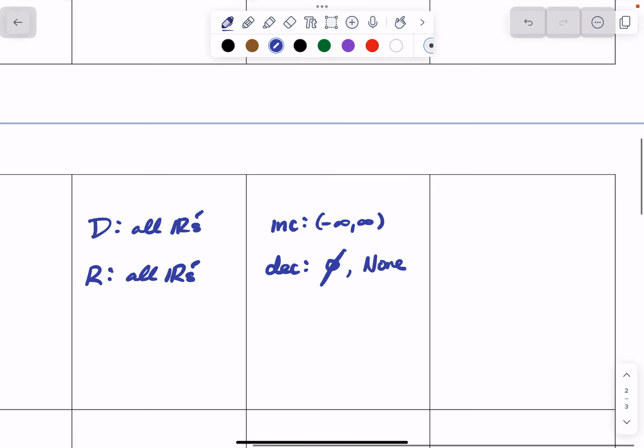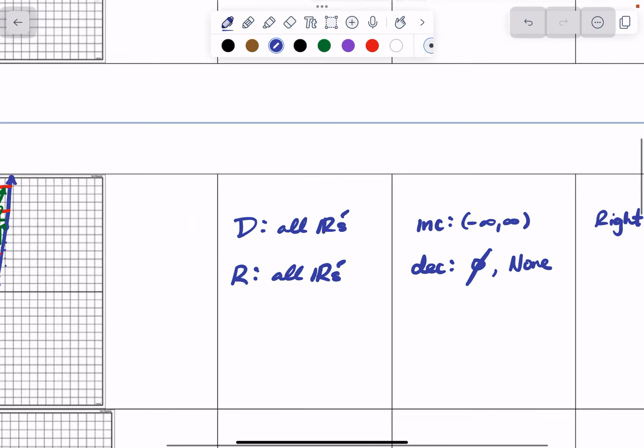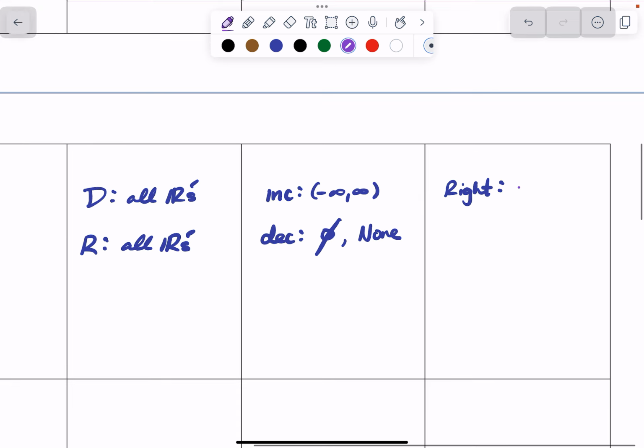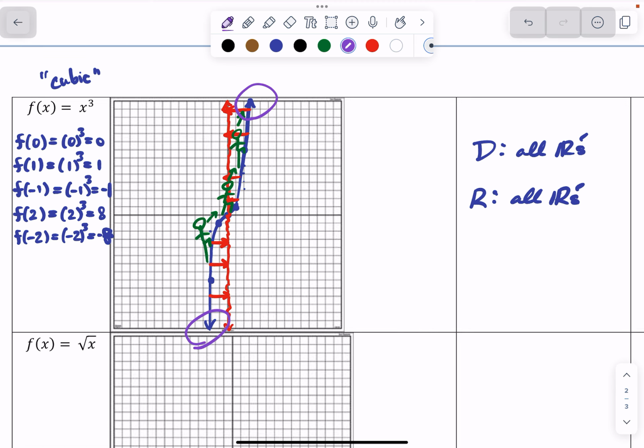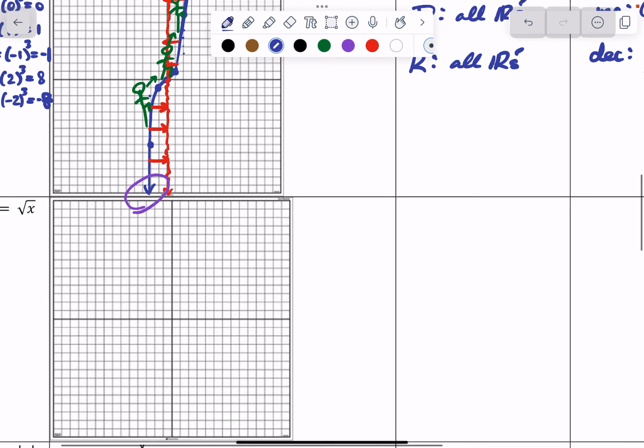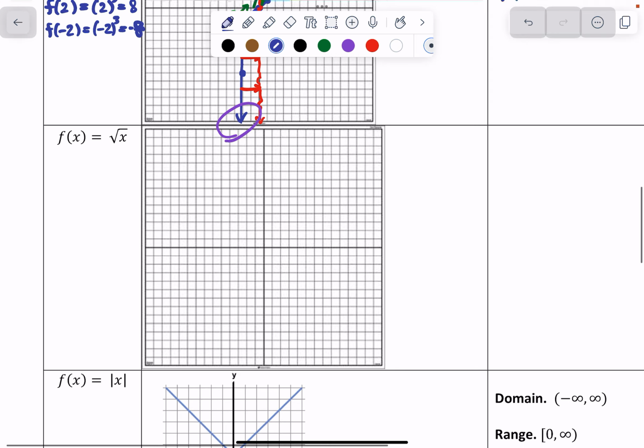And then lastly, end behavior. So right, if you look at the graph here, that's your right end behavior. That's positive infinity. So it goes to positive infinity. Left end behavior right there, it's going down. So the left end behavior goes to negative infinity. Cool.